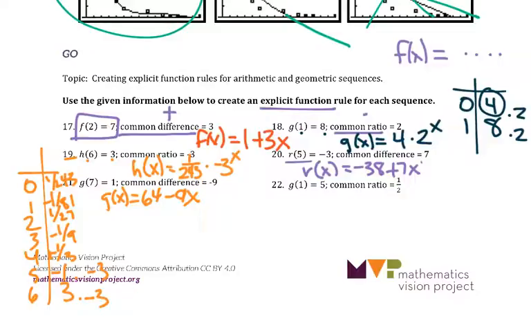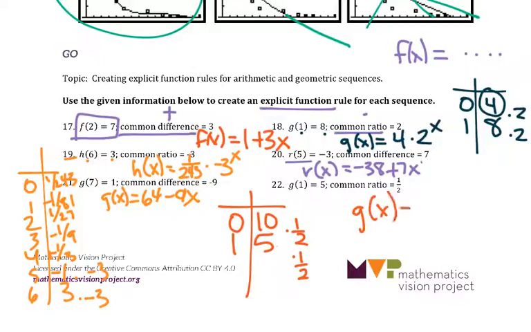And then our last one, g of 1, 5. Common ratio of 1/2. So the opposite would be dividing by 1/2, which is the same as multiplying by 2. So we'd go g of x equals 10 times 1/2 to the x. And there we go, guys.